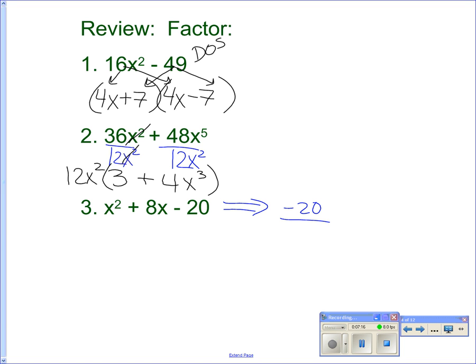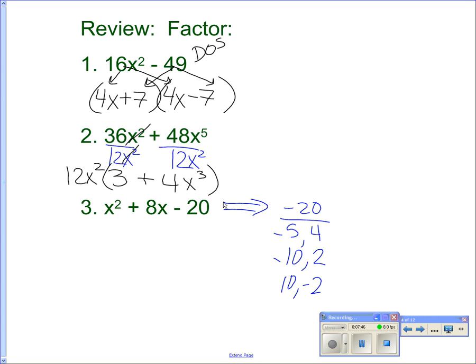All right, what are some combinations that give me negative 20? Very good. I heard 5 and 4, but to give me negative 20, it has to be negative 5 and positive 4. That one would work to give me negative 20. What else? Negative 10 and positive 2. What else? Good. So those are some combinations that give me negative 20.